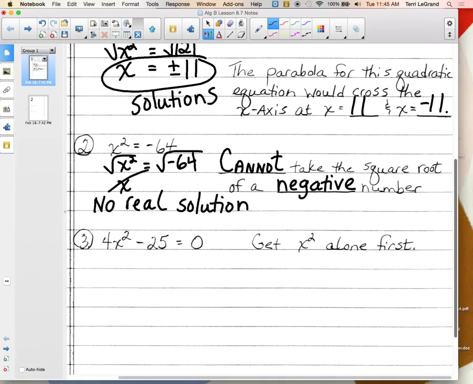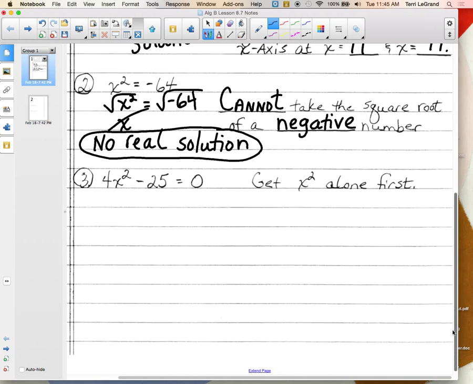Because when you're taking advanced algebra in your senior year, you're going to find out that there are other types of solutions. There are imaginary solutions, complex number solutions. So there really is a solution to this, but it's just not a real one. So here's our answer. Okay? So any questions on that one? Okay, then let's try the next one.